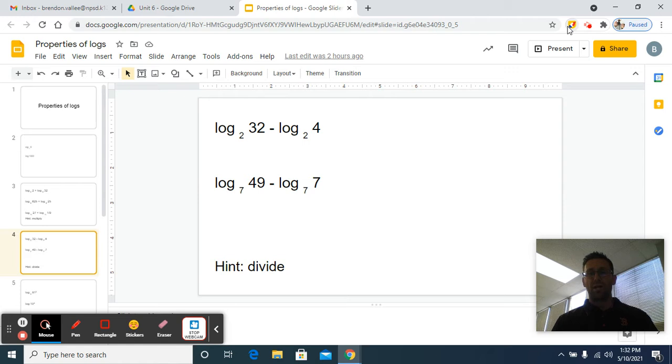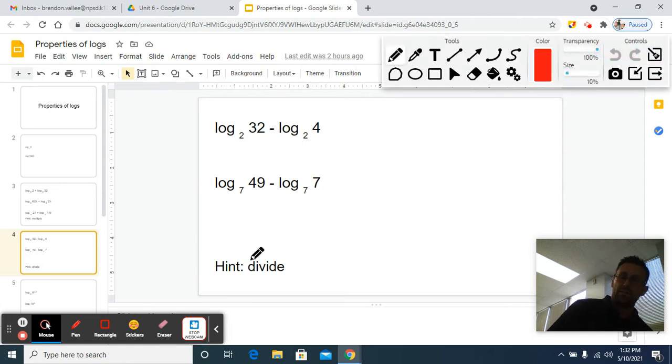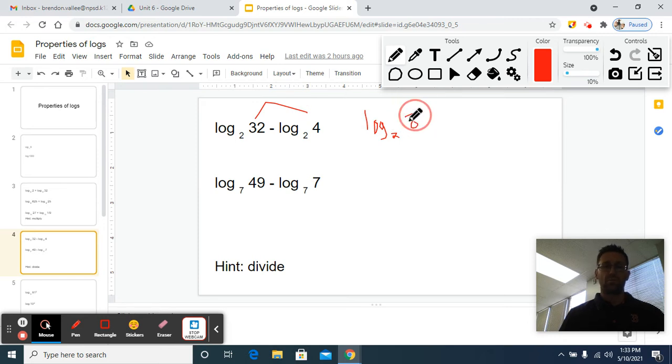So now when I subtract, again, I put a little hint down here for you. When you subtract, you divide. So log base 2, the base stays the same. 32 divided by 4 is 8. So 2 to the what power equals 8, and it's 3. 2 to the third power is 8.